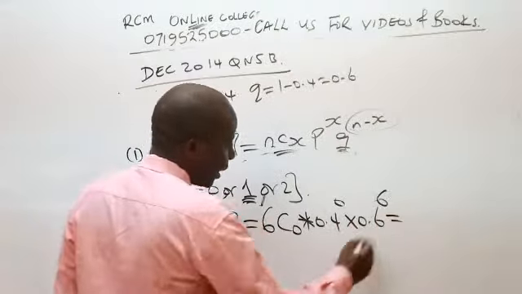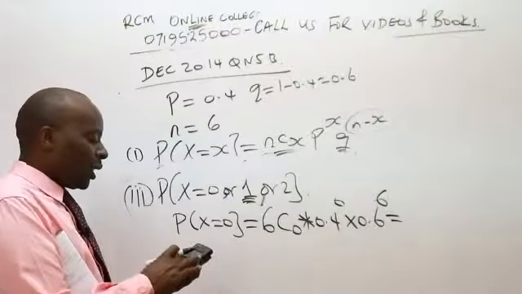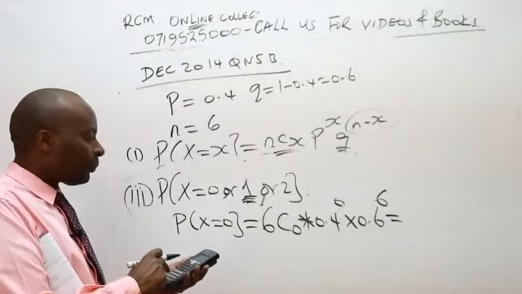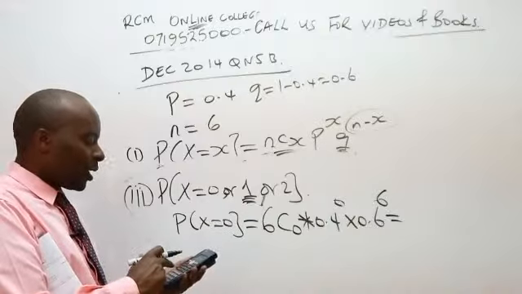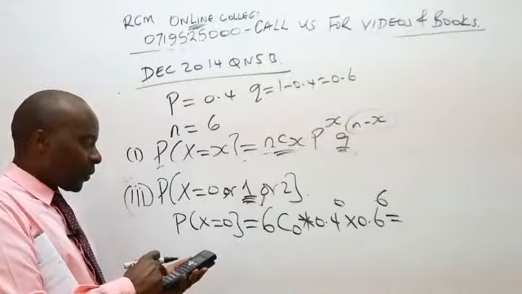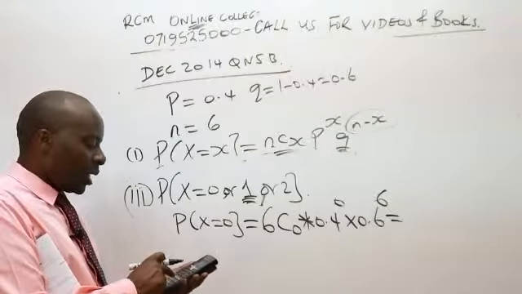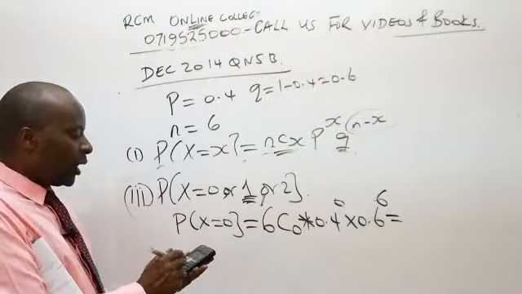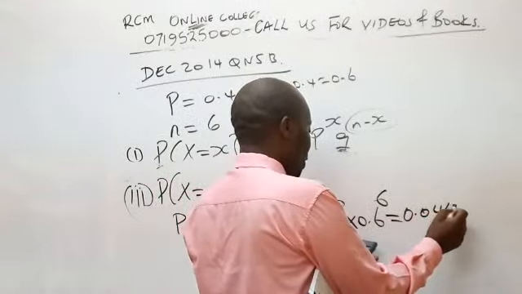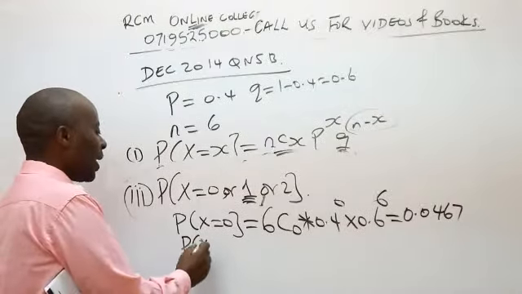So please get out your calculator and evaluate this. So what will we get at the end of the day? It will be 6 combinations 0 times 0.4 raised to power 0 times 0.6 raised to power 6, which at the end of the day gives me quite a small probability, 0.0467.